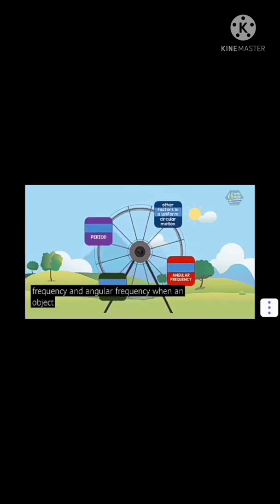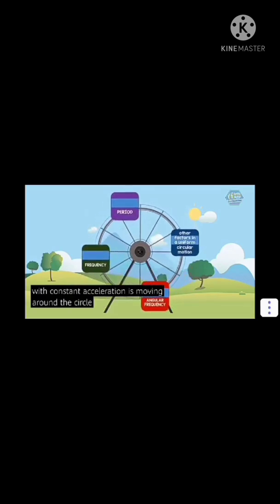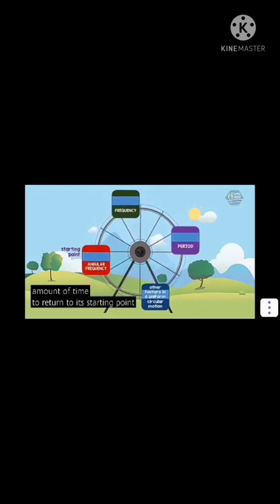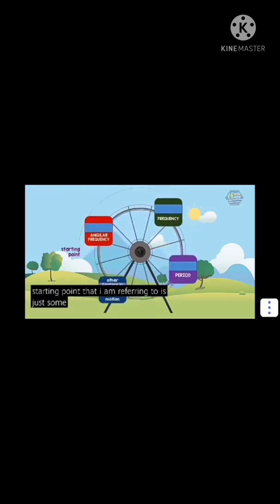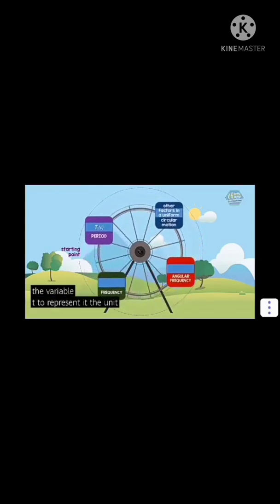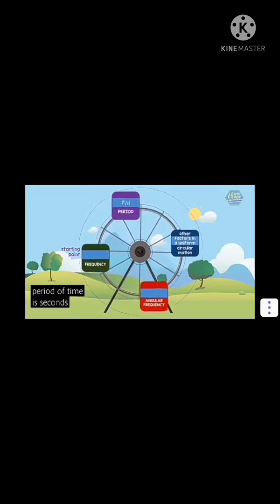Okay, going back again to the topic, let's talk about the other factors in uniform circular motion. These other factors are what we call period, frequency, and angular frequency. When an object with constant acceleration is moving around the circle, it will take a certain amount of time to return to its starting point. The starting point that I am referring to is just some point along the circular path. We call this certain amount of time the period of the motion, and we use the variable T to represent it. The unit for the period is seconds.